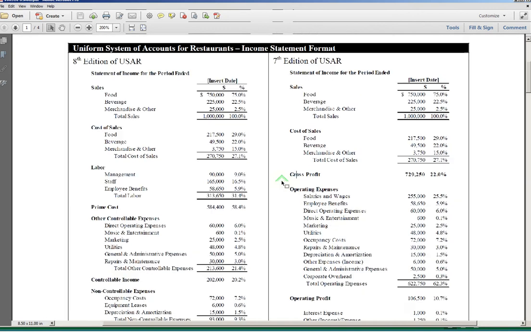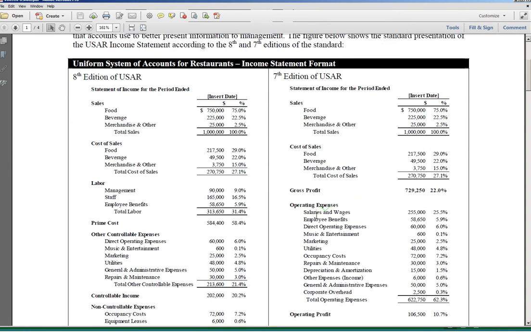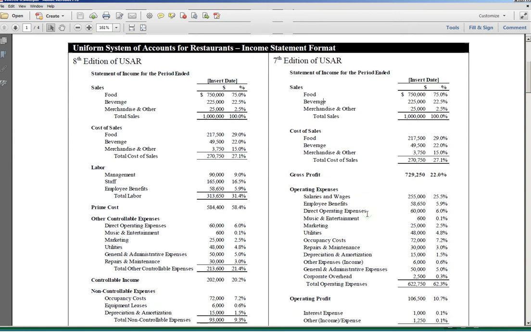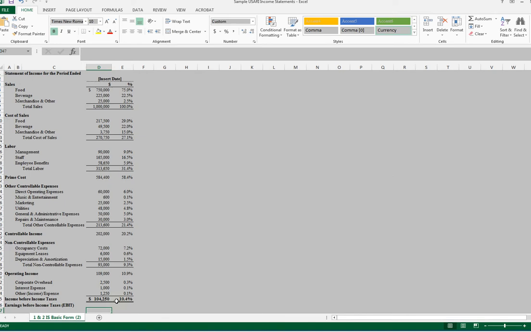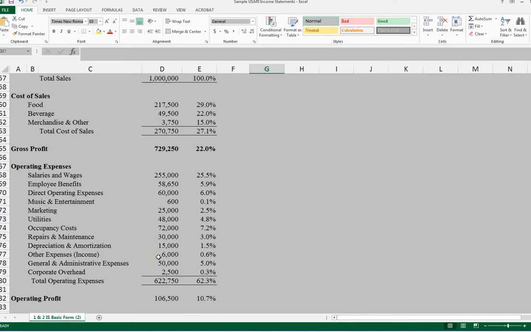If we zoom into your lecture notes, you'll notice that I have the 8th edition and the 7th edition. If you look back on the playlist, there's a separate video for the 8th edition and how to interpret the 8th edition Uniform System of Accounts Profit and Loss Statement. For the 7th edition, I'm going to go to the Excel sheet. I'm going to zoom in a little bit.